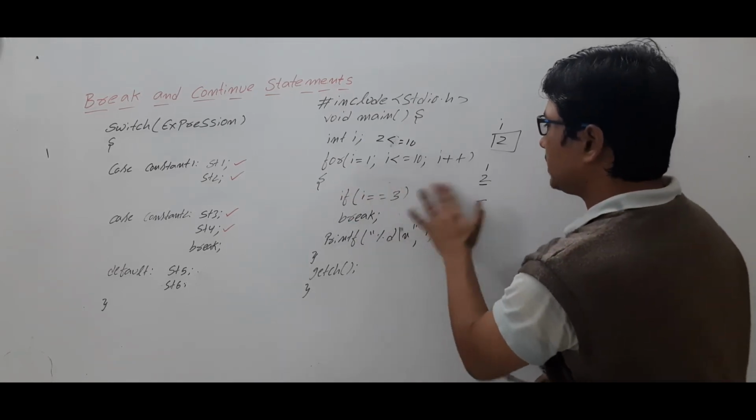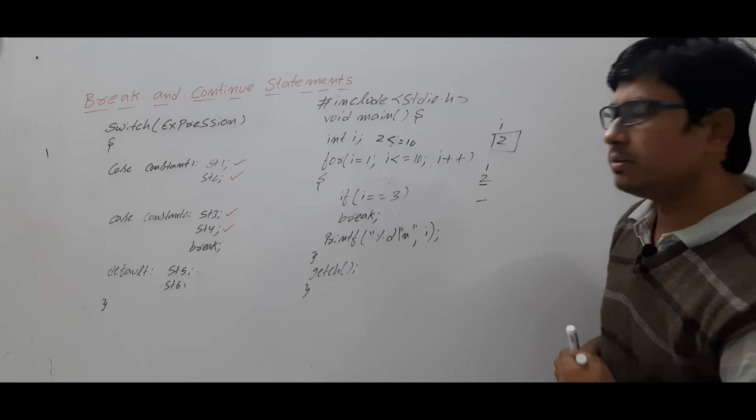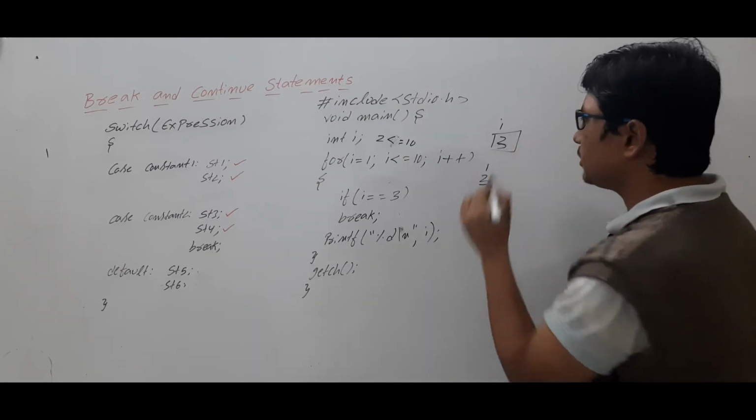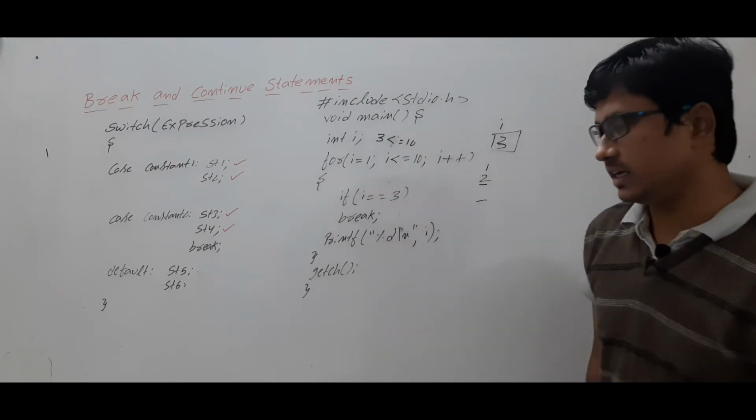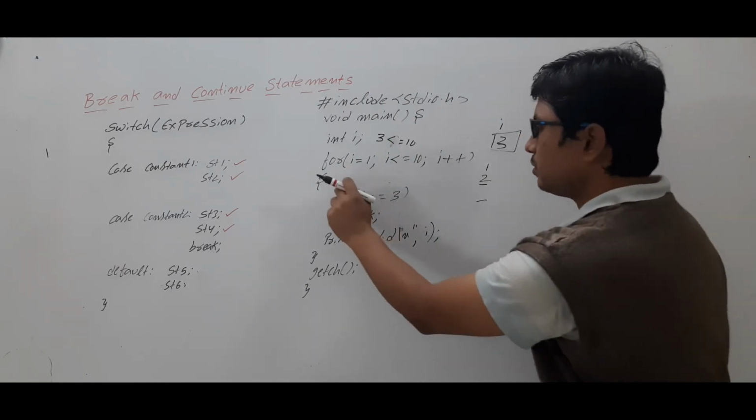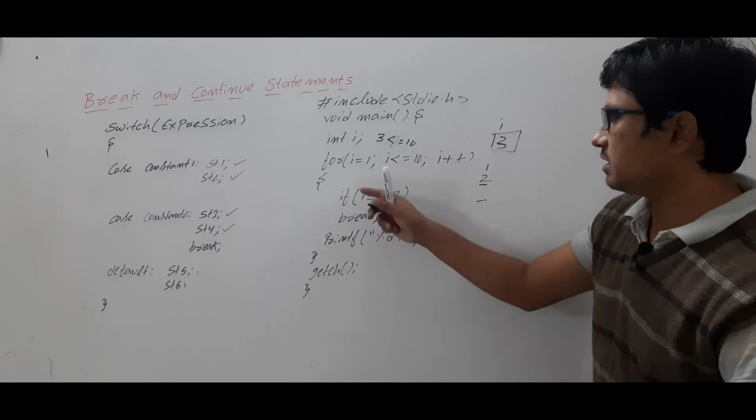Okay, are you able to understand? Now the i value will be incremented and updated to 3. Again it will check whether 3 is less than 10 or not. Yes, 3 is less than 10, so you will execute the statements inside the for loop.